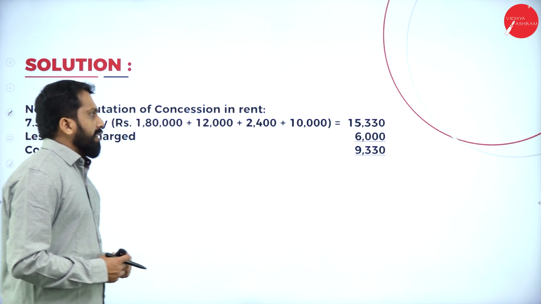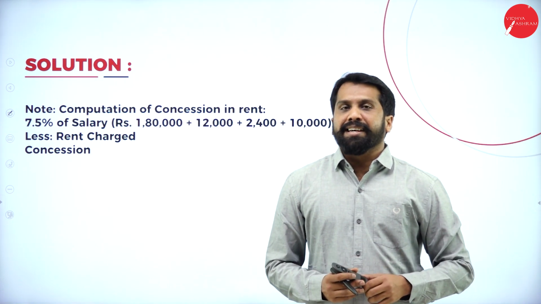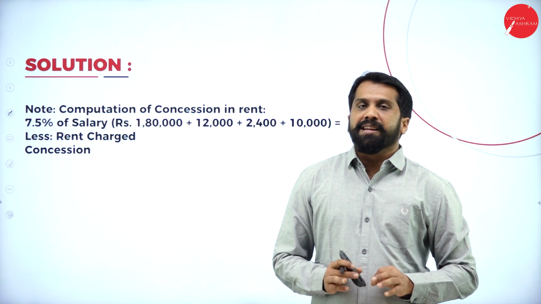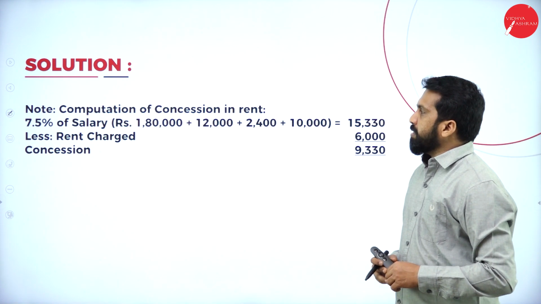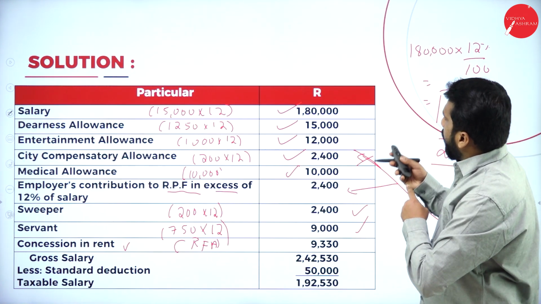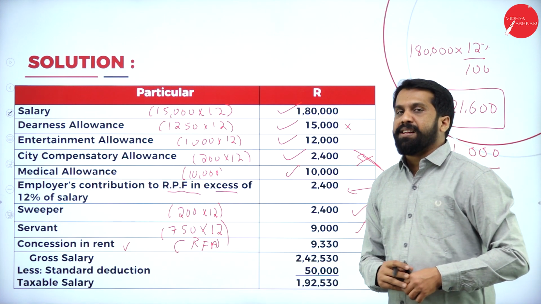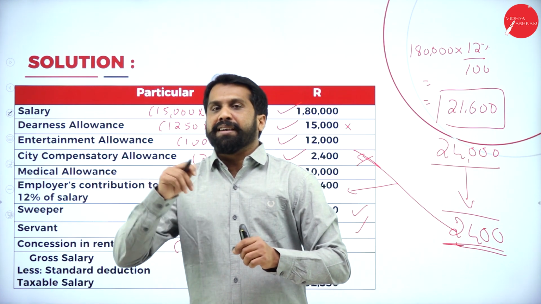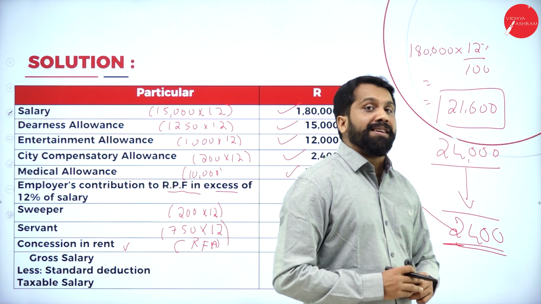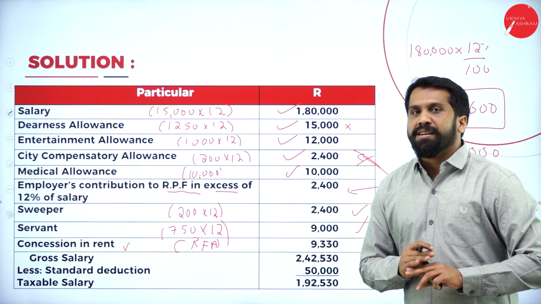Your rent-free accommodation, as I told you, what is the percentage for this? What is the population? Less than 10 lakh. If it is less than 10 lakh, what is the percentage? 7.5% of your salary. Now, for 7.5% of your salary, which are the things you should consider? We will not consider DA. Why? Because DA is not part of this salary. They have to mention in the bracket that DA is a part of the salary or part of your retirement benefit. Then only we will consider DA. In this, we will not consider it.